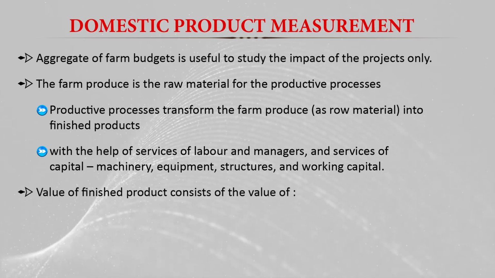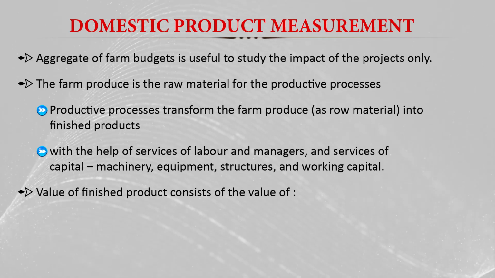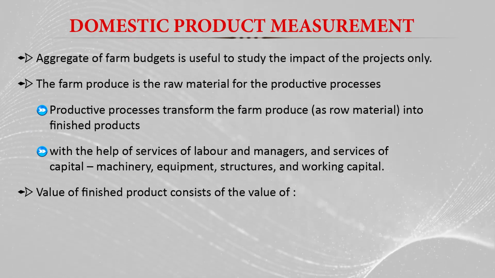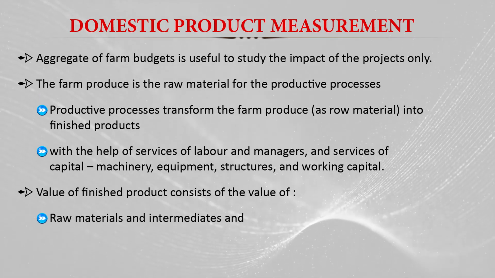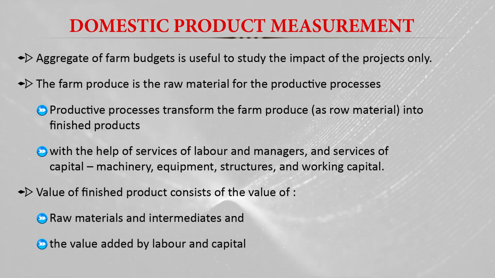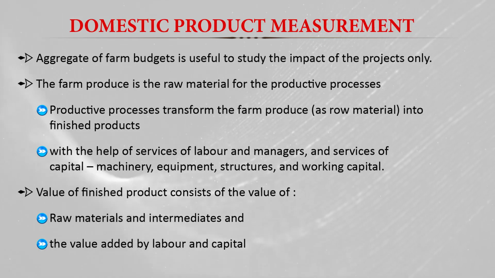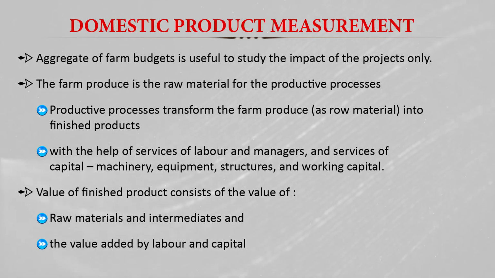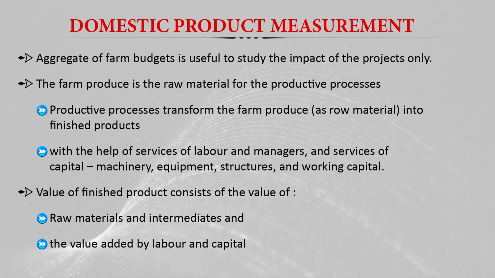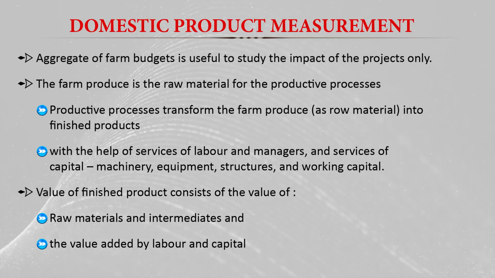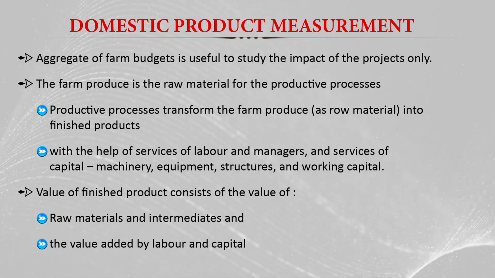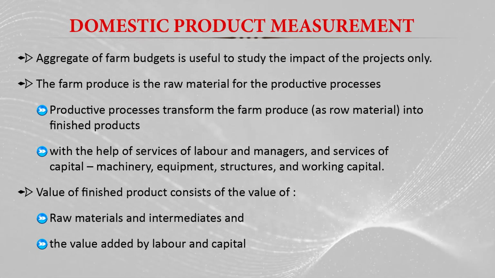So the value of the finished product is also very important, and basically it consists of the value of the raw material and intermediaries, and also the value added by the labor and capital. Raw material and intermediaries are purchased from the market as an input cost, we can say, from external resources, and the value added by labor and capital is basically the contribution from the own labor or capital contributed by the production or project.